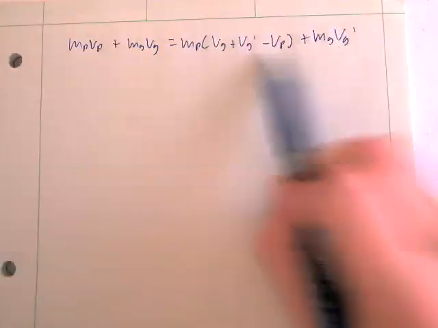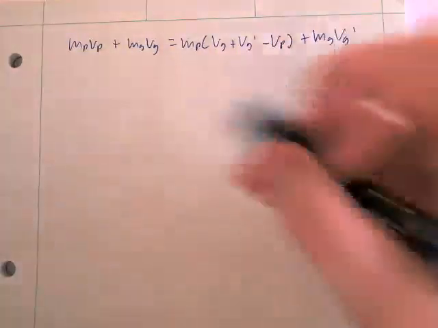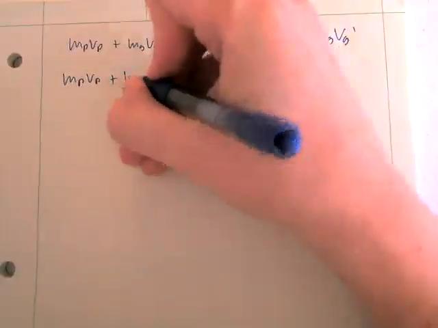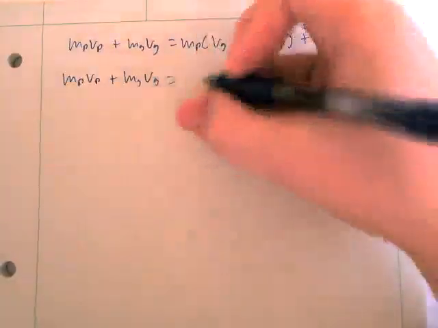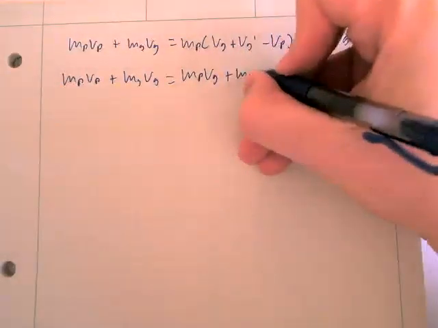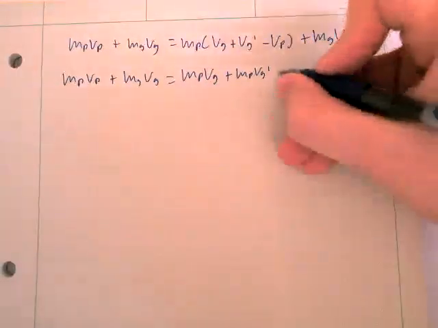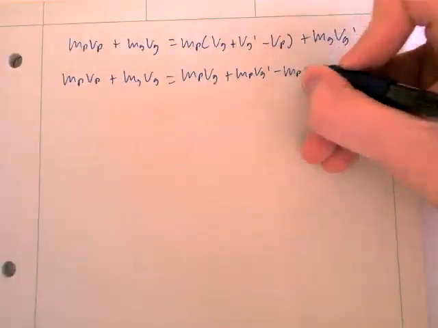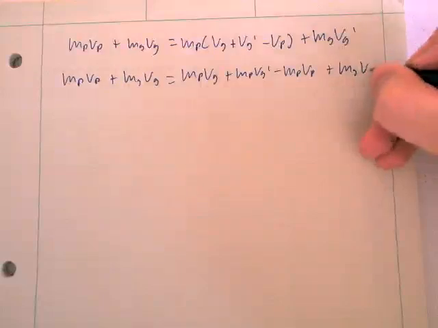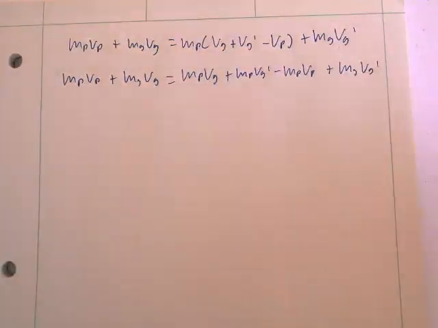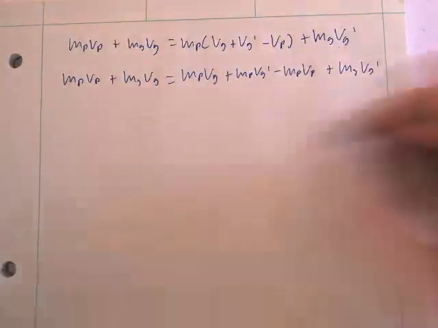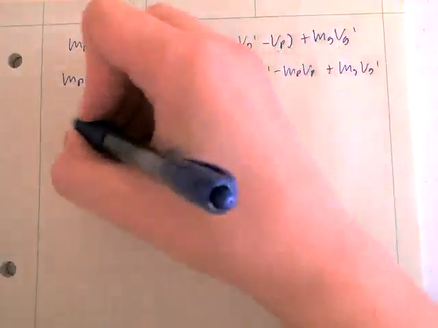So let's go ahead and gather our terms together of this vg prime. So mp vp plus mg vg equals mp vg plus mp vg prime minus mp vp plus mg vg prime. So now here are my two vg prime terms. We'll move everything else over to this side.